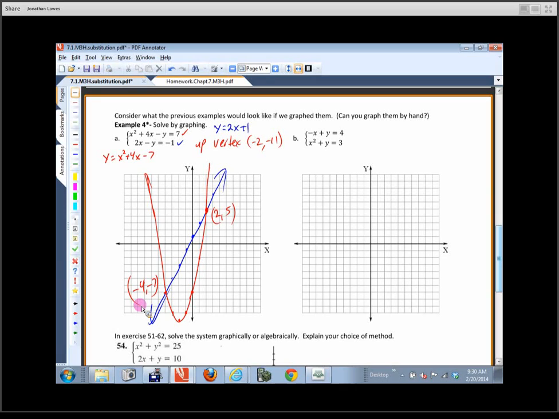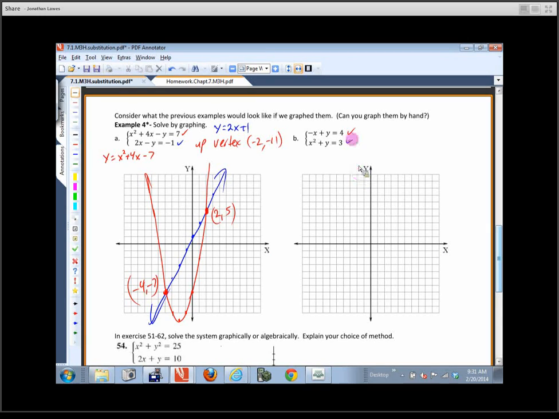Aren't those the points we found before? This would only work because these are relatively easy to graph and they cross at nice points. Both of these intersection points right here and right here, they're both nice points. Now this is the same one we did on the other side. Again, I'm going to do this one in red and I'll do this one in blue. What are we going to see here? By the way, these are a lot easier to graph, aren't they?